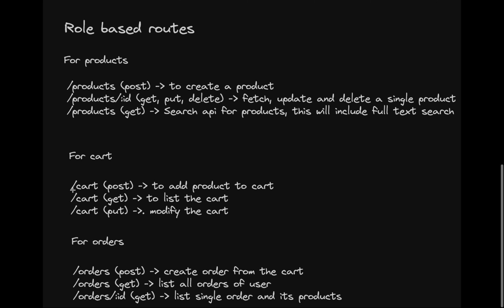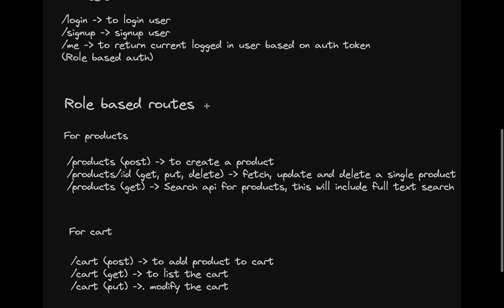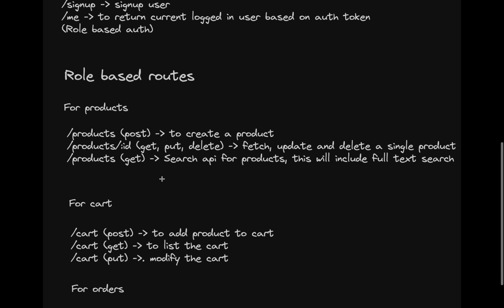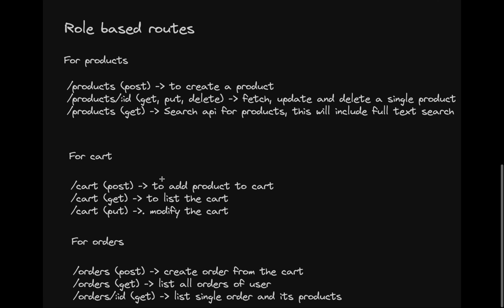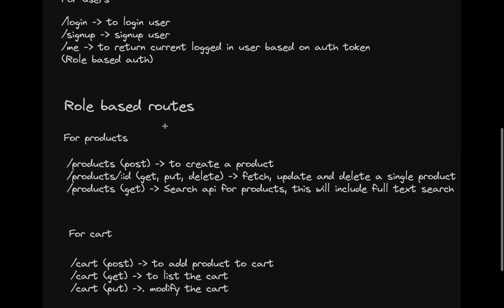And for the carts, we have all these APIs and orders. So I'll link this image in the resources of this lecture so you can follow along with what we are going to build. This is the high level overview of all the routes that we are going to build. Obviously, there will be some additions to this as we move forward in this course, and I'll convey that to you as we follow along.